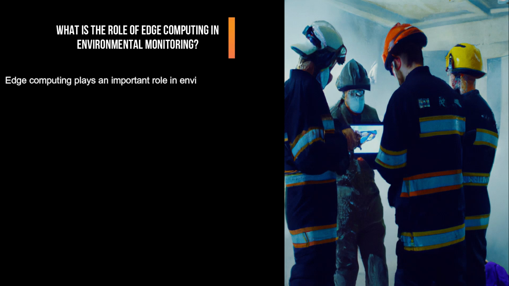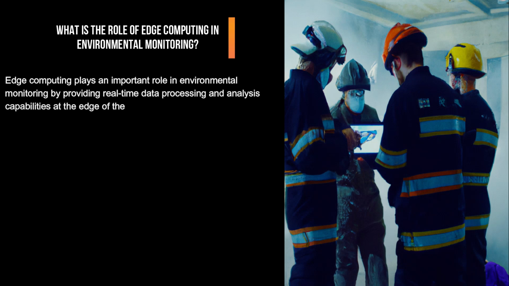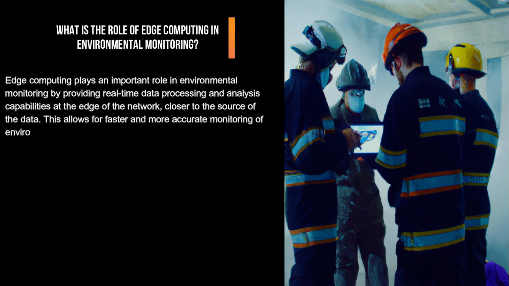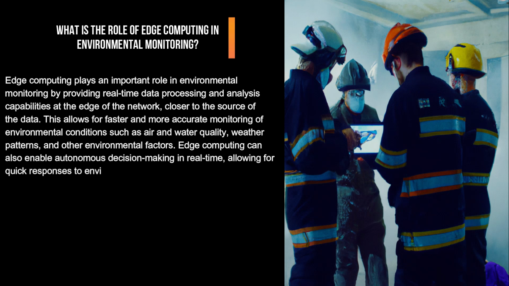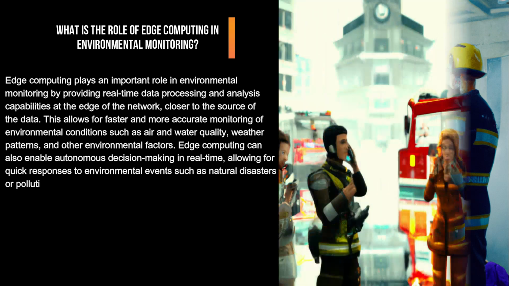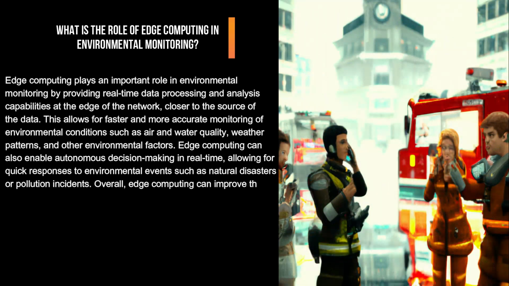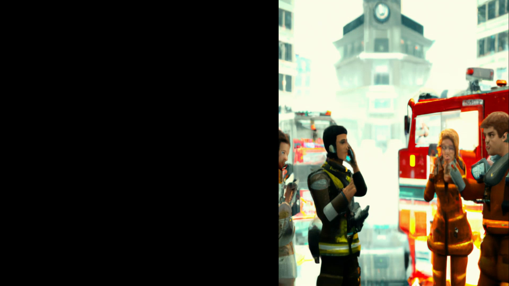What is the role of edge computing in environmental monitoring? Edge computing plays an important role in environmental monitoring by providing real-time data processing and analysis capabilities at the edge of the network, closer to the source of the data. This allows for faster and more accurate monitoring of environmental conditions such as air and water quality, weather patterns, and other environmental factors. Edge computing can also enable autonomous decision-making in real time, allowing for quick responses to environmental events such as natural disasters or pollution incidents. Overall, edge computing can improve the efficiency, accuracy, and timeliness of environmental monitoring efforts.